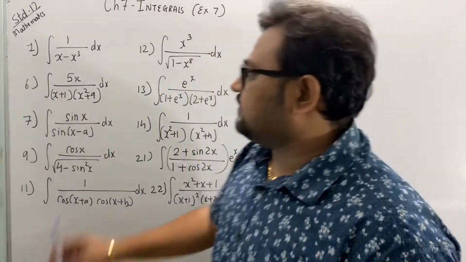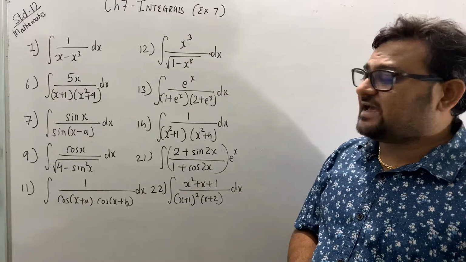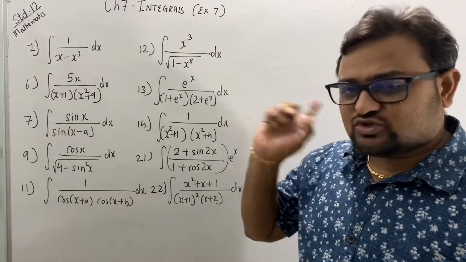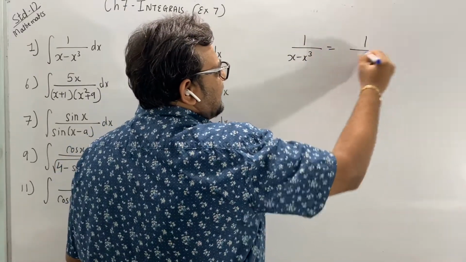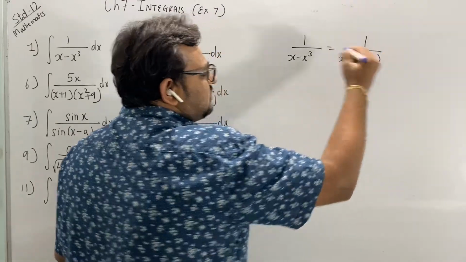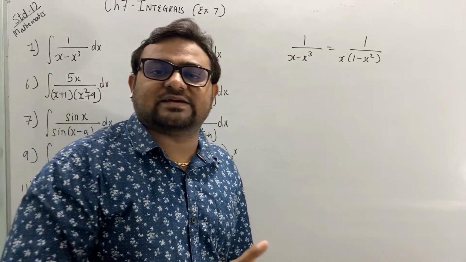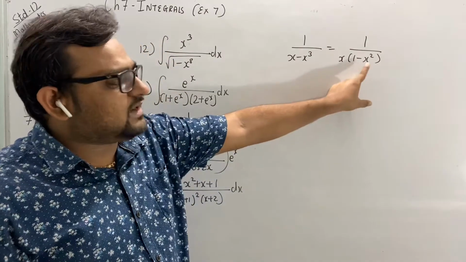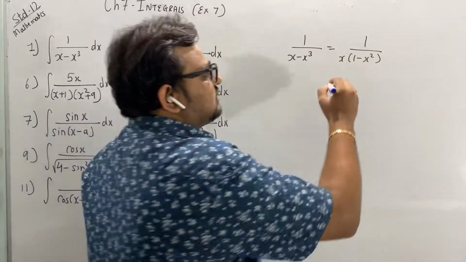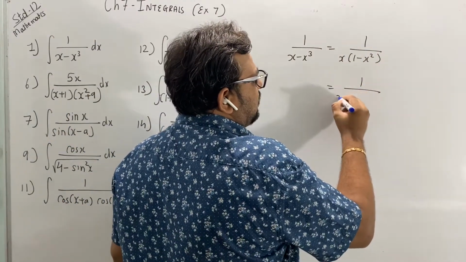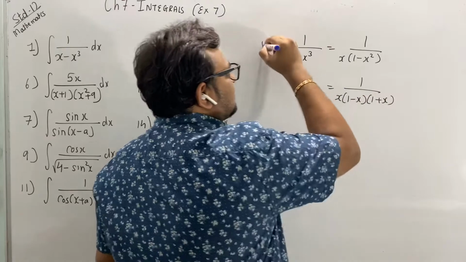Question number 1 is integration of 1 upon x minus x cube. So what can we do here? It's 1 upon x minus x cube. I can take x common. So it will be 1 upon x into 1 minus x square. Now what is 1 minus x square? a square minus b square is a minus b, a plus b. So this will be equal to 1 upon x, 1 minus x, 1 plus x.